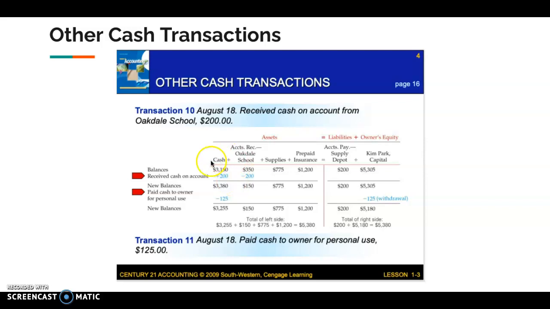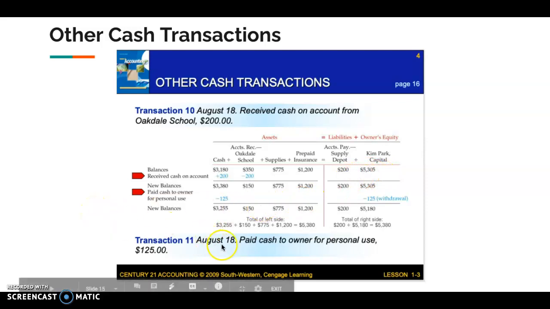The cash account's the one that's going to be affected. We're either eventually going to be paying that cash or receiving it. All right, so received cash on account. We know when we receive cash, we're going to increase cash, and now it's going to decrease Oakdale School. We don't do anything with capital because we've already increased our capital when we made this initial sale. All right, so capital is not affected in that one.